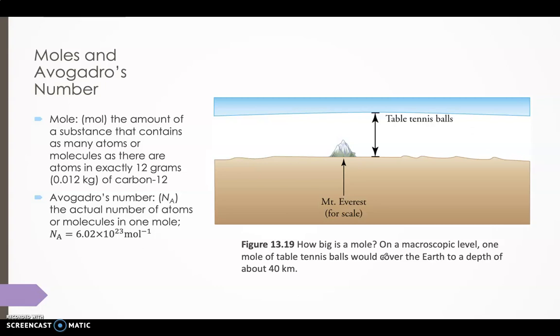Okay, and this is on a macroscopic level, so typically we're looking at this in microscopic levels, not macroscopic levels. So we are kind of sizing it up to be the number of tennis balls. For 1 mole of table tennis balls, it would cover the Earth to a depth of about 40 kilometers. It would cover Earth over and over again at this depth of about 40 kilometers.